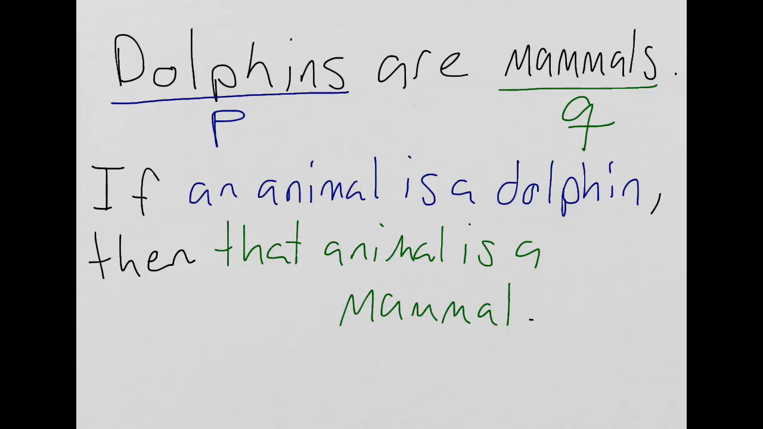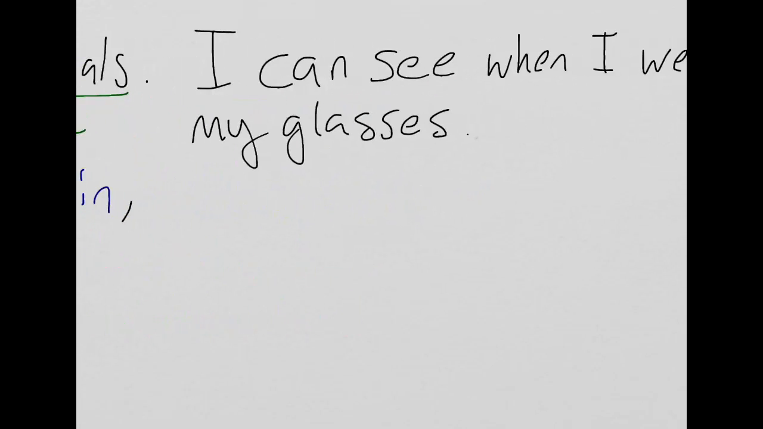Let's go ahead and try another one. So our next statement that I want you to turn into a conditional statement is going to be, I can see when I wear my glasses. So your job now is you're going to copy this statement down into your notebook, and then you're going to identify hypothesis and conclusion, and then you're going to try to rewrite it as a conditional statement. Go ahead and pause the video and take care of that.